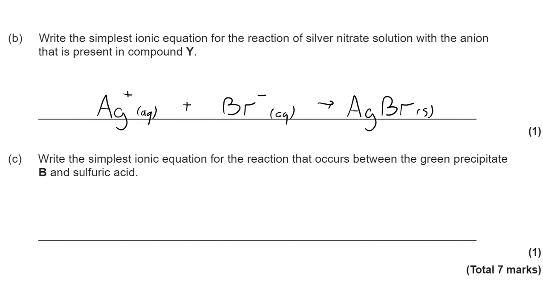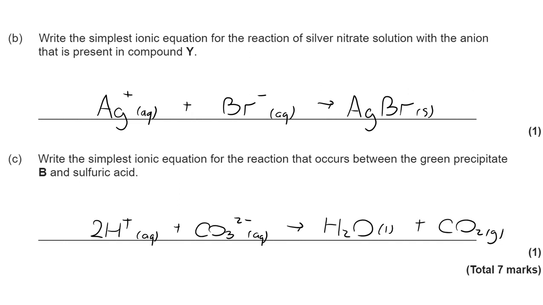Part C is another relatively common question, and you've got to be familiar and confident in building the half equation that you're going to see here, that you would be wanting to put down 2H+ and CO3 2- gives you H2O and CO2.